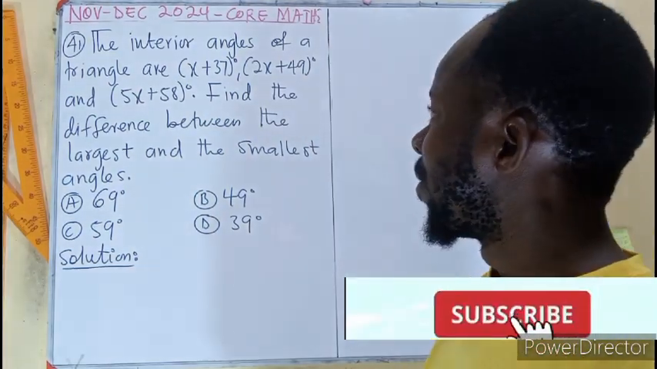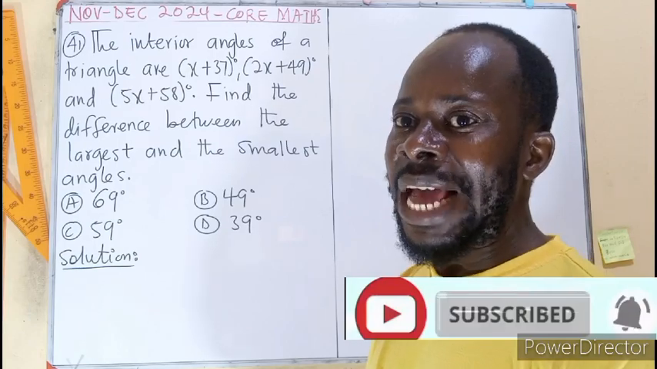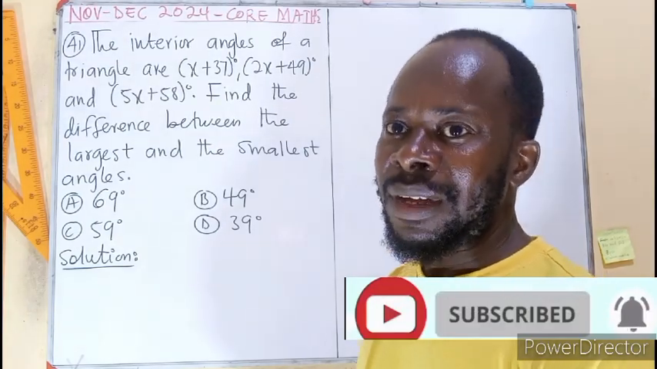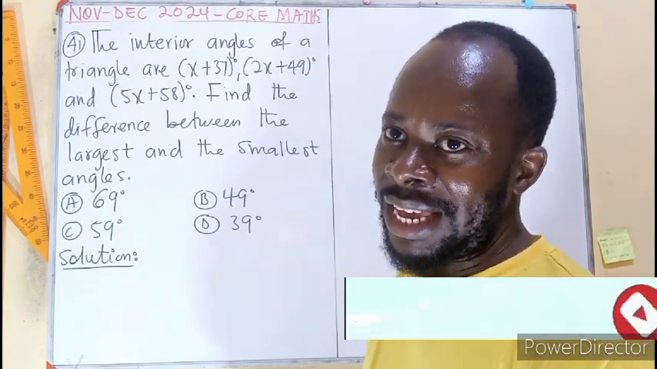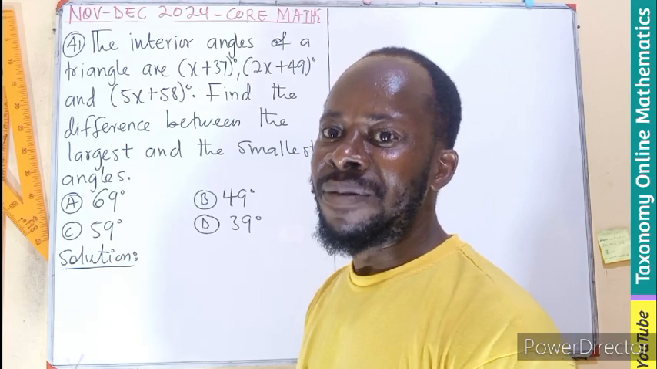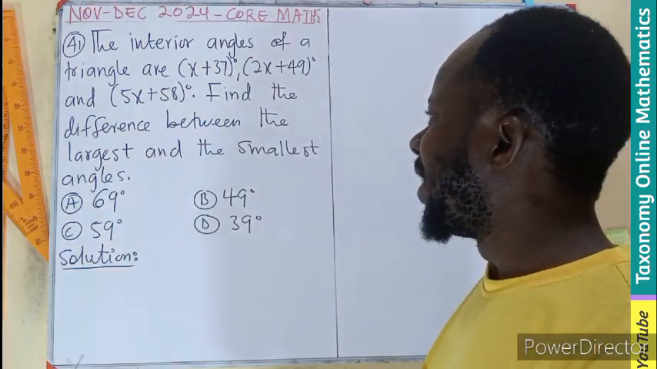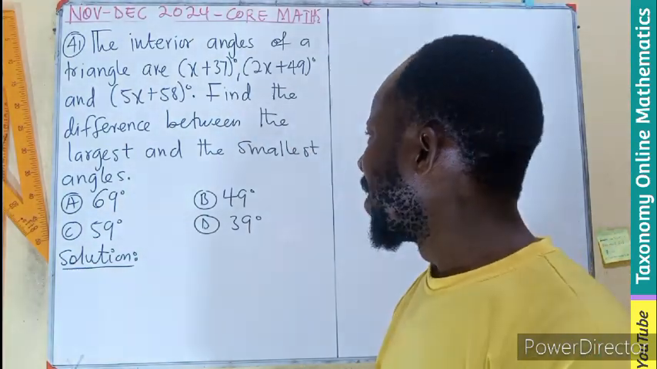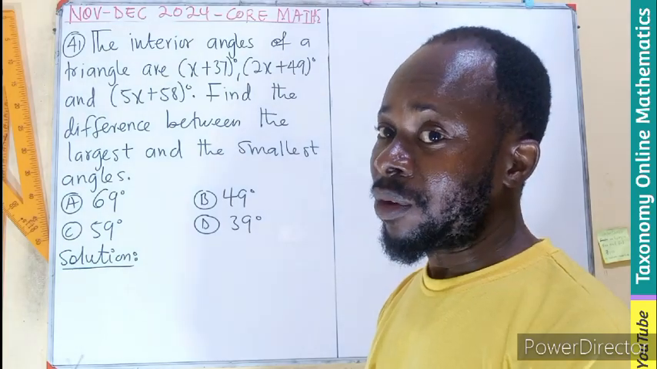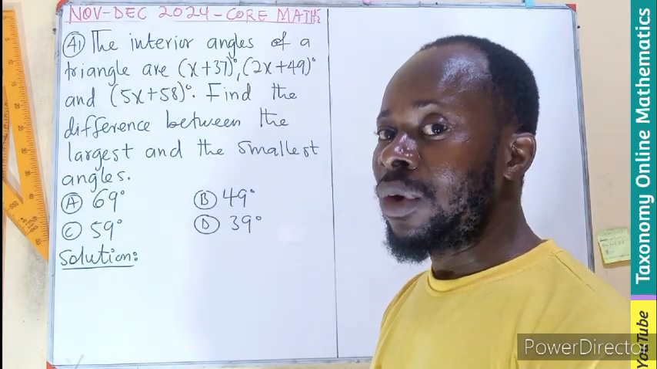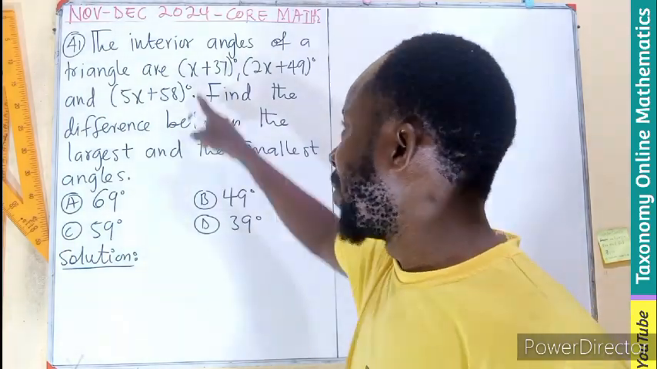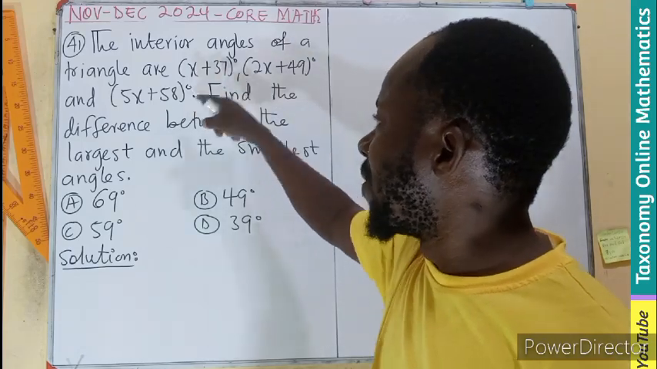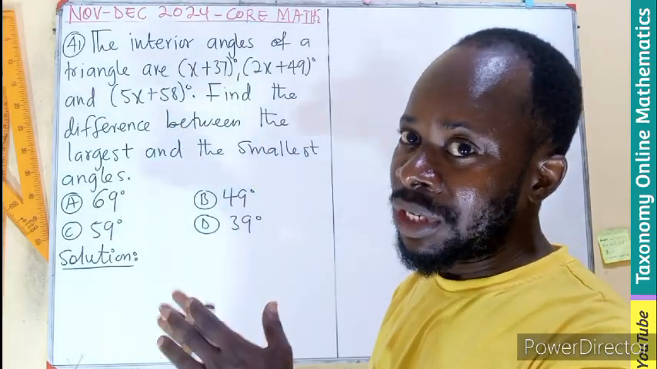The interior angles of a triangle are given as x plus 37, 2x plus 49, and 5x plus 58. We are to find the difference between the largest angle and the smallest angle. First of all, before you can do that, you need to know the value of x that can be used to replace to give you the values of the angles in terms of degrees.